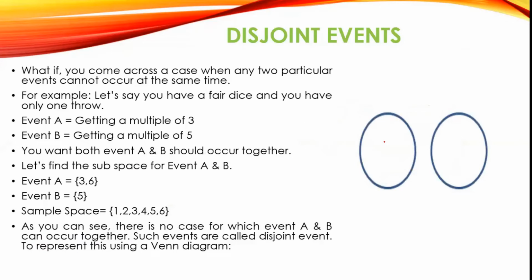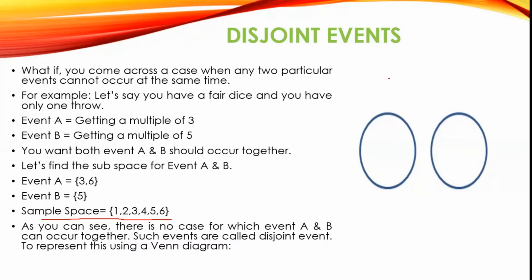There are disjoint sets also. Separate sets, we have. Suppose, for example, the sample space is 1, 2, 3, 4, 5, 6. So what if you come across a case when any two particular events cannot occur at the same time? Two events cannot occur at the same time. So what chance do you have of it?